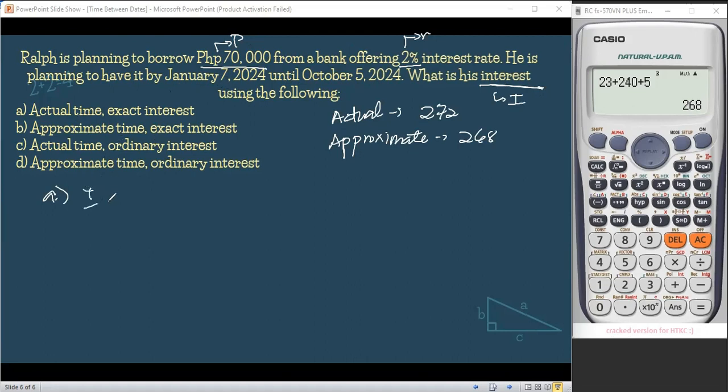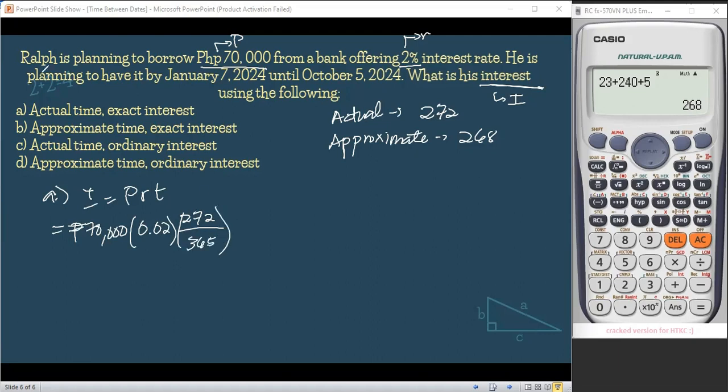So we have I is equal to PRT. Again, that is 70,000 naman this time, times 0.02, times the time. Of actual time daw po dito. The actual time is 272 all over exact interest. So exact interest, again, we have 365.